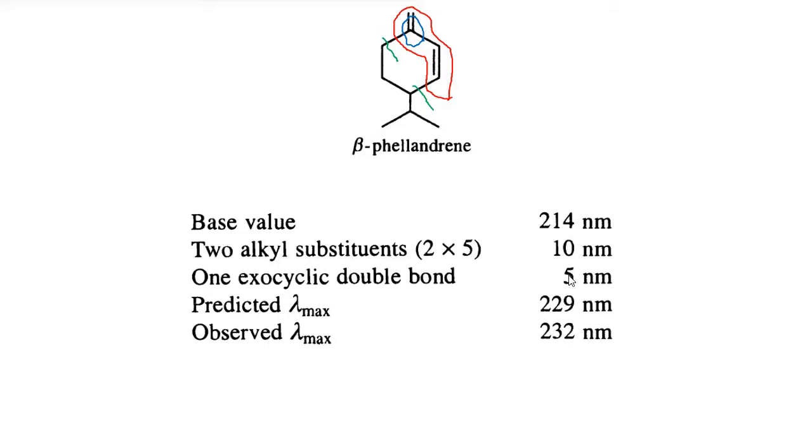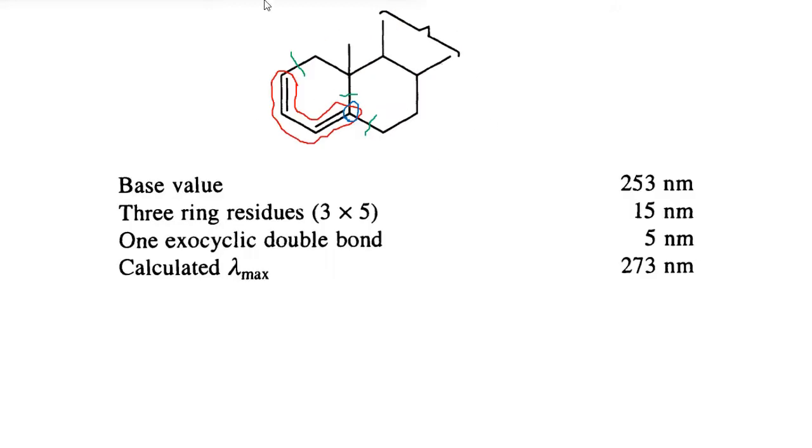214 plus 10 plus 5, total 229 nanometer. The observed or experimental value is 230 nanometer. Usually the difference between the experimental or observed value and the calculated value is plus or minus 5 nanometer. Okay. Then another example, see this molecule.